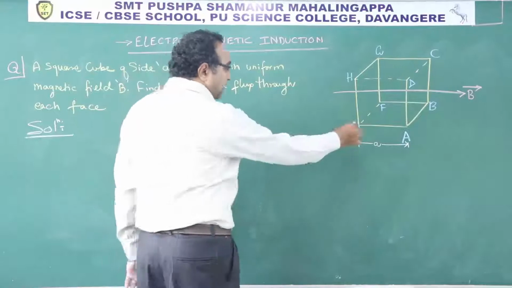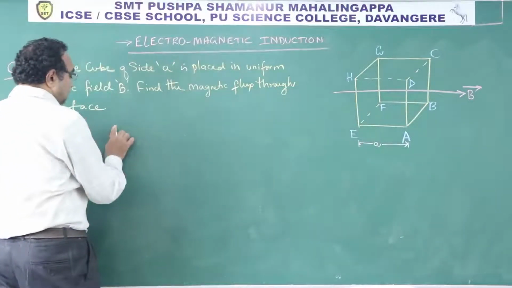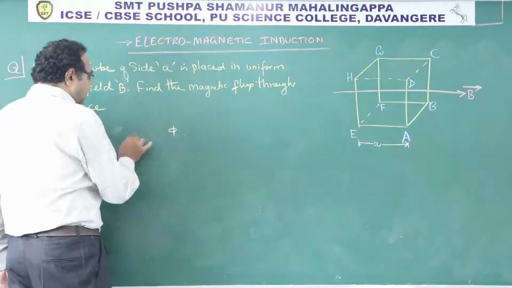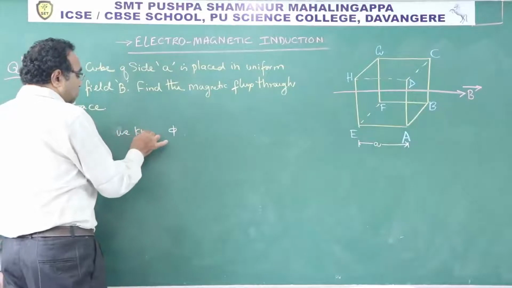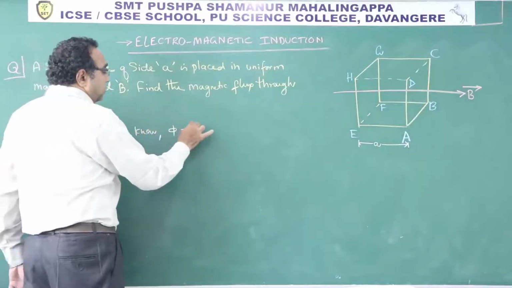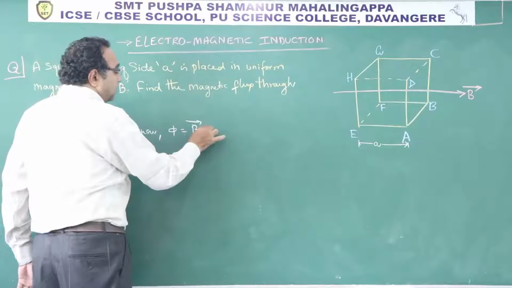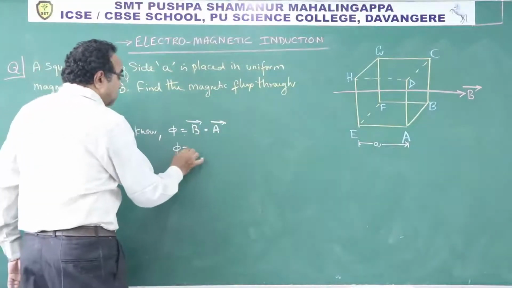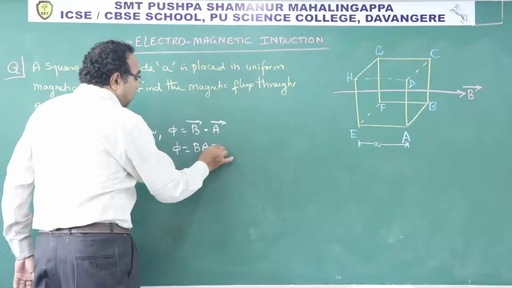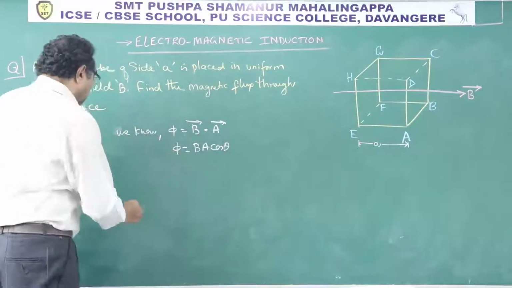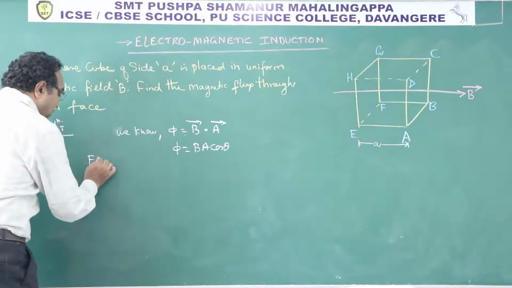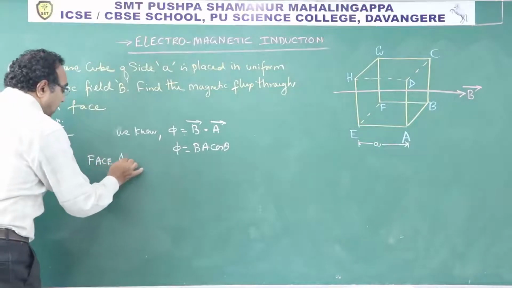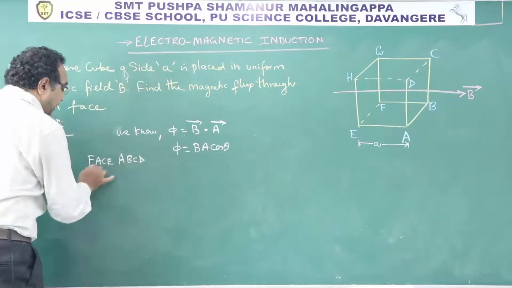Now first I am taking face ABCD, or first of all we know phi is equal to B dot A. It's a dot product, right? So phi is equal to BA cos theta. So now I will take first face ABCD.